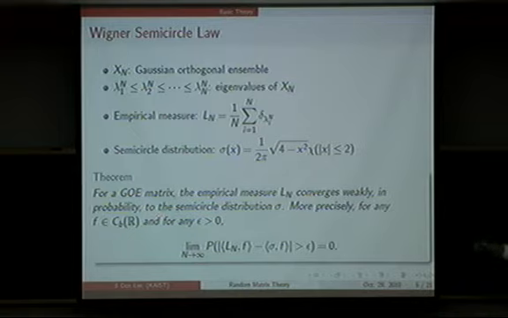In other words, if you have any bounded continuous function f, and you do the integral and calculate the difference, then this cannot be bigger than epsilon when n becomes large. What is the notation? C_b(R)? Oh, C_b means continuous and bounded on R.